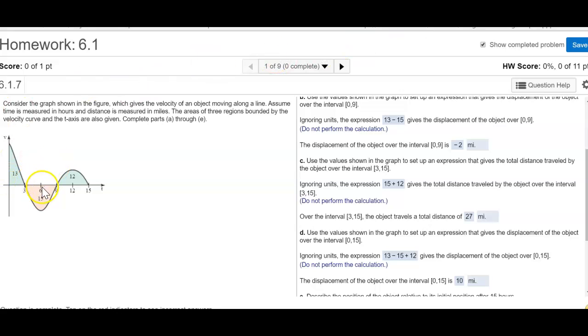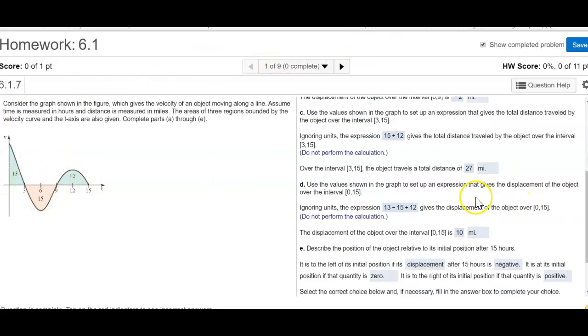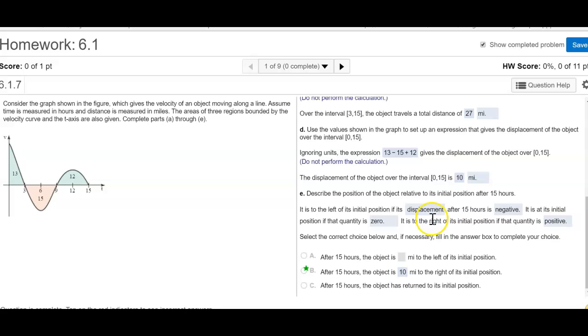But on this part from 3 to 15, you would add the 15 plus 12. It went 27 miles. If we want the displacement over the whole 0 to 15, that'd be 13 minus 15 plus 12, which is 10.